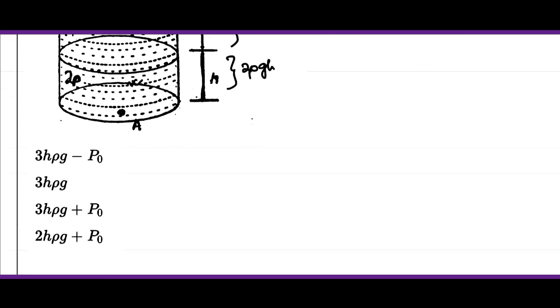So let's see our options. So option 3, 3 rho GH plus P naught, is our correct answer.